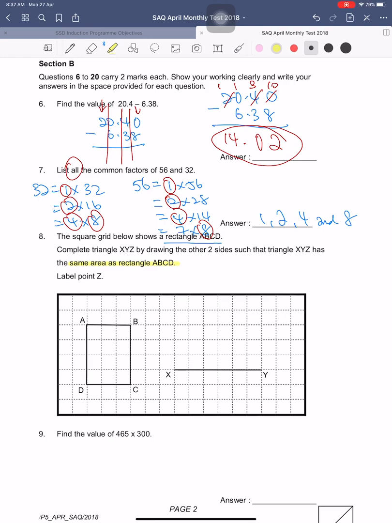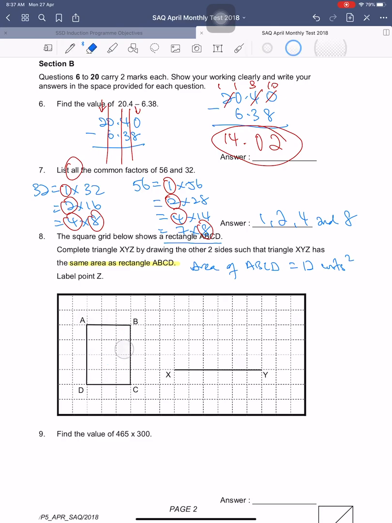Okay, so of course the first thing you need to do is find out what is the area of the rectangle ABCD. So there are 2 ways of finding. Number 1, the easier way is by counting. So 1, 2, 3, 4, 5, 6, 7, 8, 9, 10, 11, 12. So the area of ABCD is 12 square units. Okay, so that's one way.